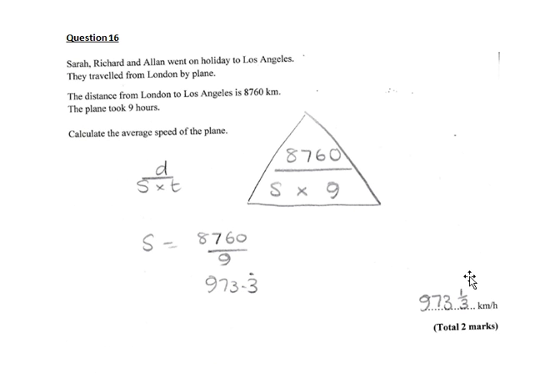Question 16. We're asked to work out the average speed. We know the distance, we know the time. So it's a classic speed, distance, time question. Speed is distance over time. So distance in kilometers divided by time in hours gives us the speed in kilometers per hour.